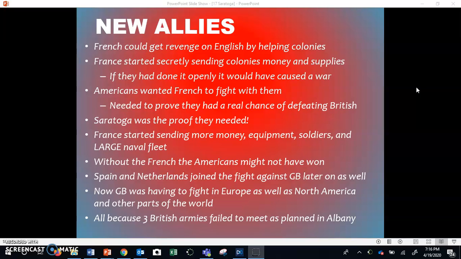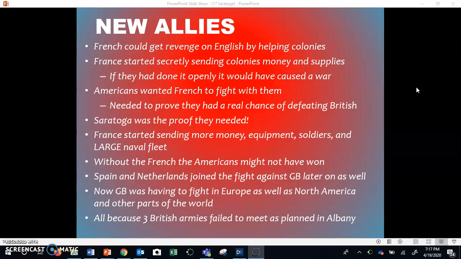So France started sending even more money, more equipment, and finally they sent soldiers and a large naval fleet. As I mentioned in the previous slide, without the French, the Americans might not have won this American Revolution. And also, Spain and the Netherlands joined the fight against Great Britain later as well. They also did not like the British.